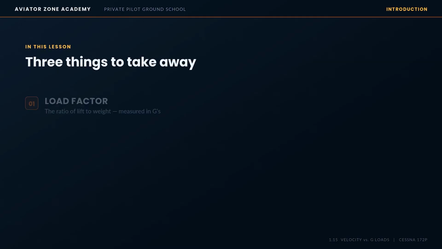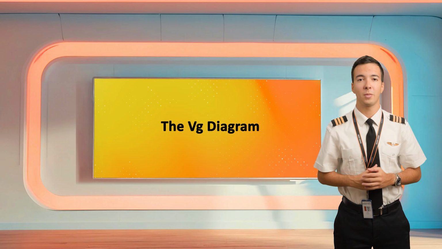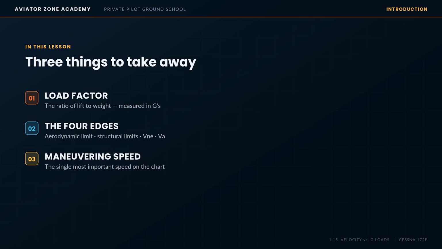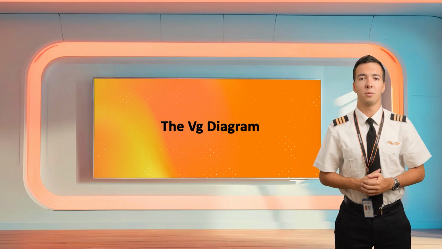Today we'll break down load factor, walk through the four edges of that envelope, and land on the single most important speed on the chart. And we'll use the airplane many of you train in, the Cessna 172 Papa, for the actual numbers. First of all, let's start off with the G part.